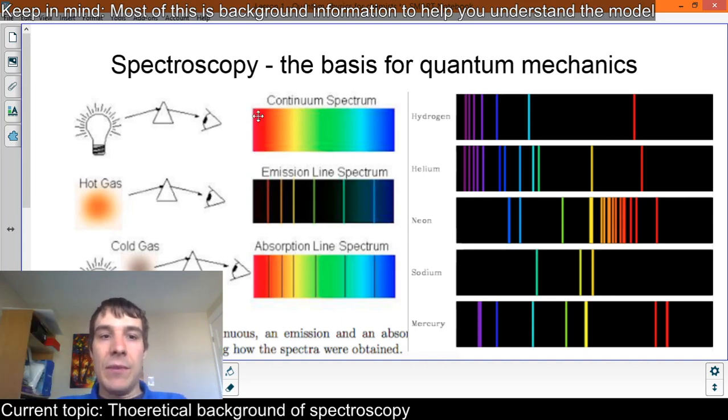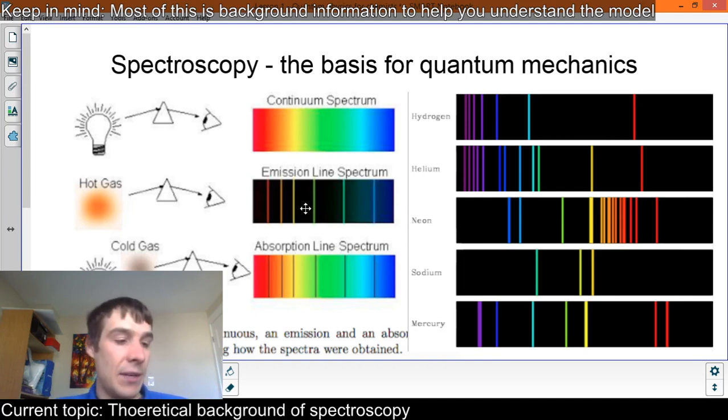Turns out that works with very hot objects and you get this continuous spectrum. But if it's one specific element, you end up with lines. You end up with emission lines instead of just a continuous spectrum when you spread it out. If you take the continuous spectrum and run it through a cold gas, you get an absorption line spectrum instead. And those absorption lines are in the same place that the emission lines are. So hey, there's something there that's specific to each element.